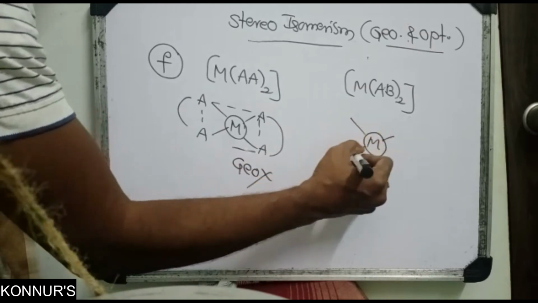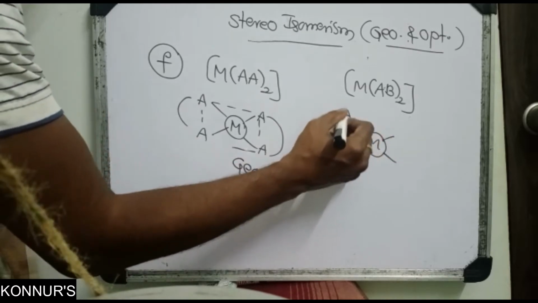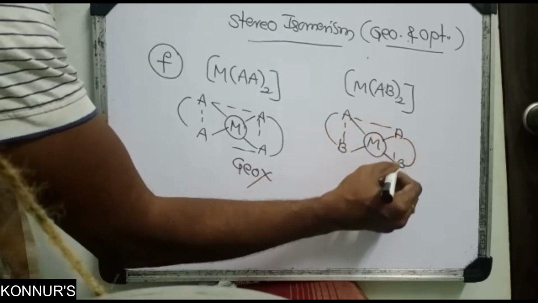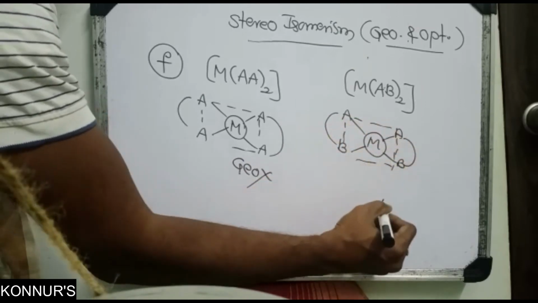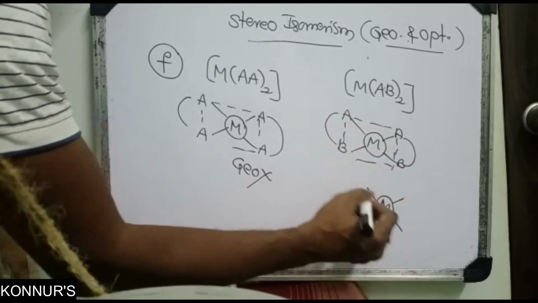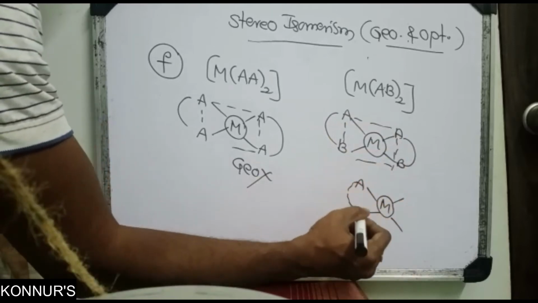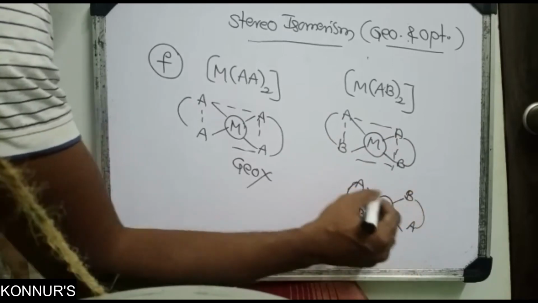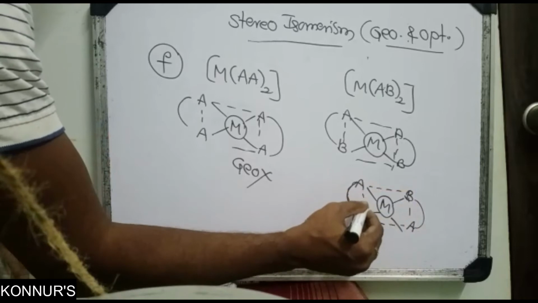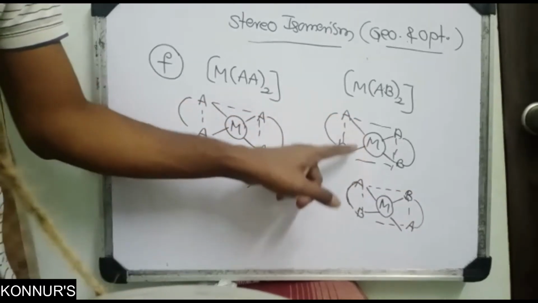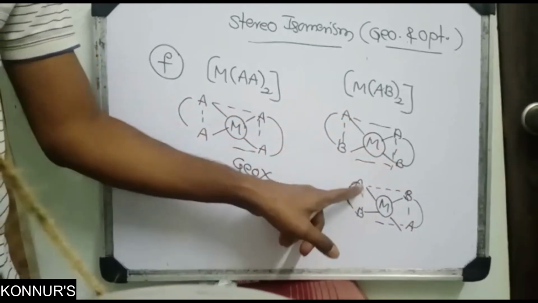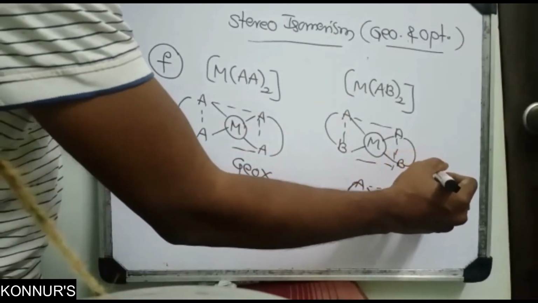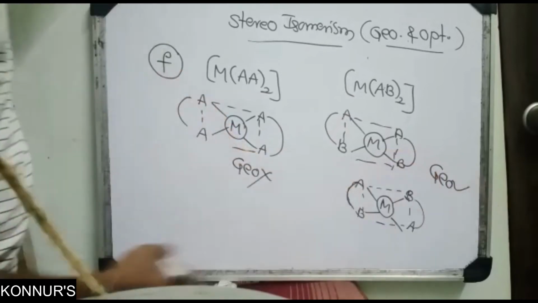Suppose here you take AB bidentate ligand, AB bidentate ligand. Next M, AB, and next BA. So you can write two possible structures, A trans to B, A trans to A. Both structures are possible. So that's why it is showing geometrical isomerism.